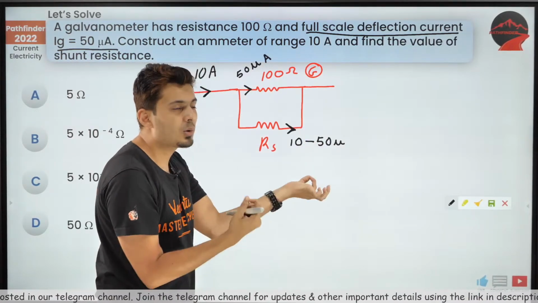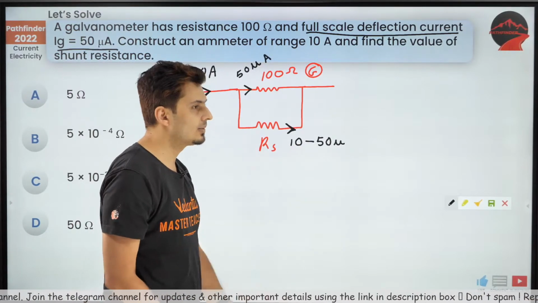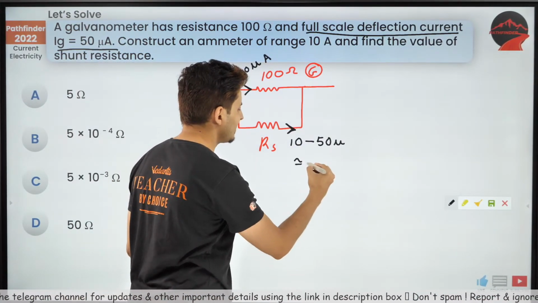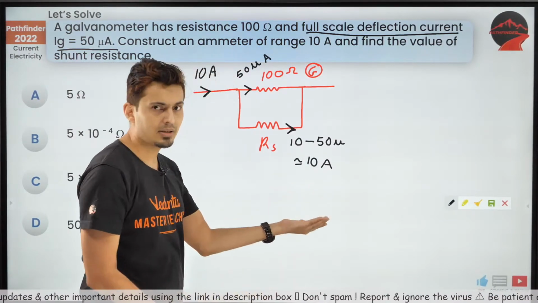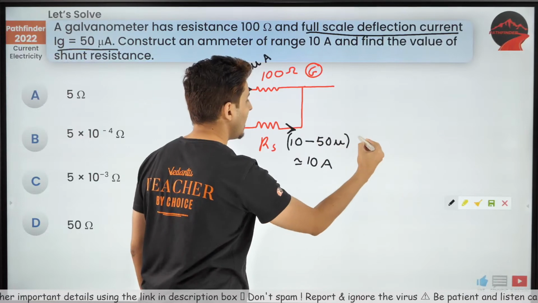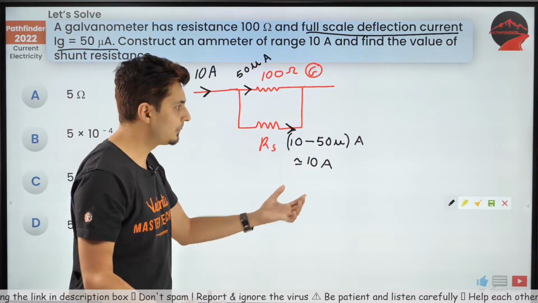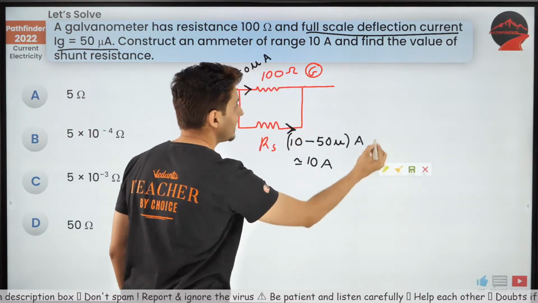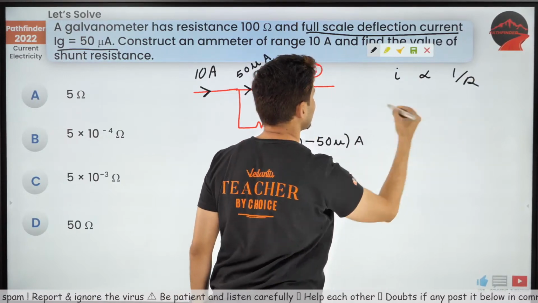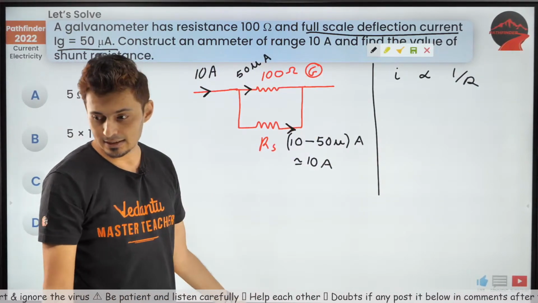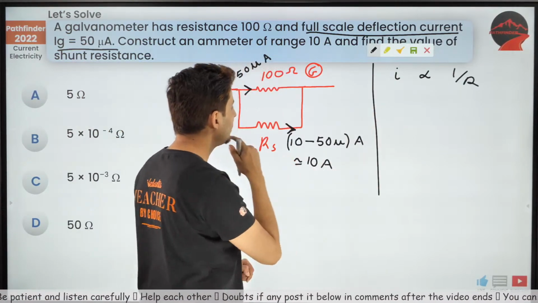Now 50 micro, which is 10 to the power minus 6, is negligible in front of this number 10. So can I not say this is almost like 10 amperes? This is almost like 10 amperes, guys, because this is micro. That's very small in front of the number 10. So it's almost like 10. Now the only thing that I need is that current is inversely proportional to resistance. Remember, that's the only law we need, nothing else.